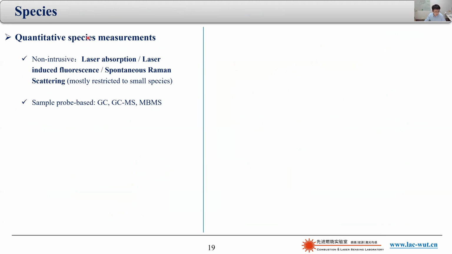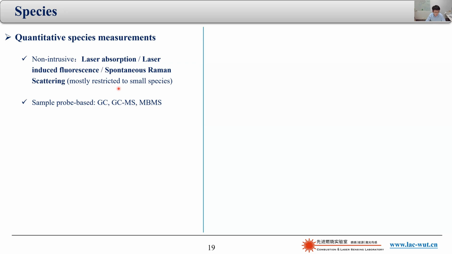Next, we'll talk about these species measurements. We have both non-intrusive optical methods and intrusive probe-based methods for species measurements. The non-intrusive methods generally include, as I mentioned, laser absorption, LIF, or Raman scattering, but they are mostly restricted to small species, because large molecules typically have very complex molecular spectra that are not suitable for quantitative measurements. However, for soot studies, you usually want information on these complex molecules, for example, soot precursors, which are mostly PAHs.